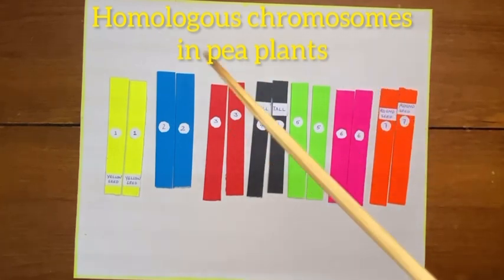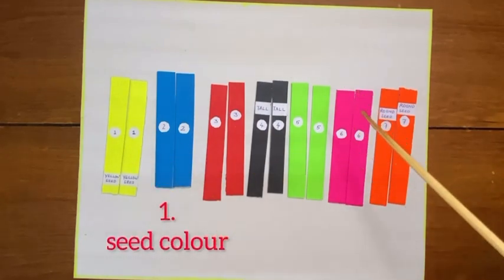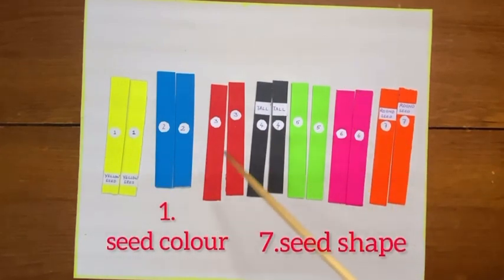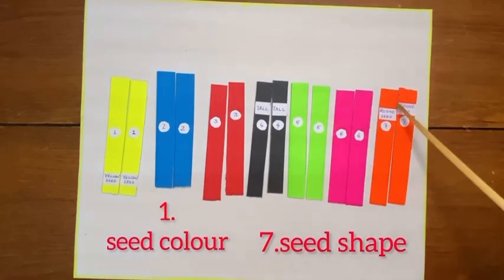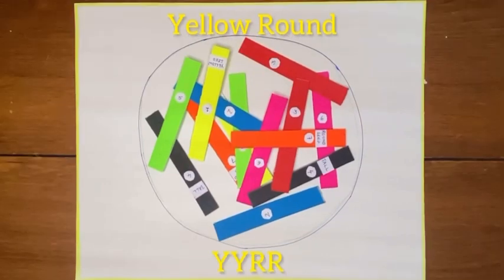And in the dihybrid cross experiment, we have taken the traits from the first chromosome and the seventh chromosome, which is seed color and seed shape. So guys, as you can see here, this is the genetic makeup or the pattern of the yellow round plant. In this plant cell of a pea plant, there are 14 chromosomes, in which 7 of them are from the father and 7 of them are from the mother.